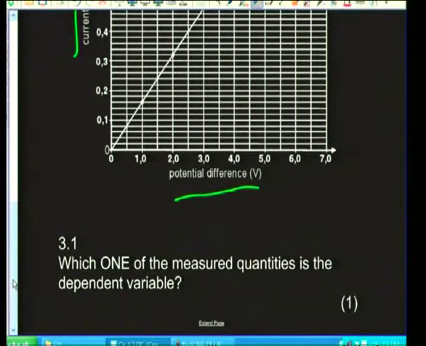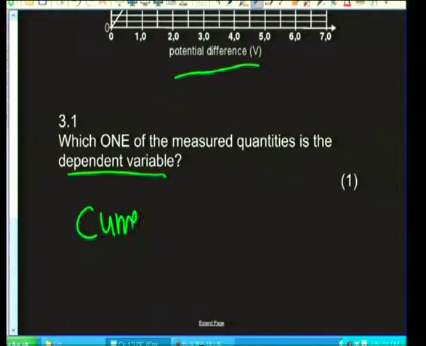Which one of the measured quantities is the dependent variable? Very important question. When you're doing an experiment, you need to identify which is your independent variable and which is your dependent. The one that you choose, the one that you control, is your independent variable. The one that you measure as a consequence is your dependent variable. In this case, they changed the potential differences, so that was the independent variable, and the dependent variable is the one on the vertical axis, which is the current.